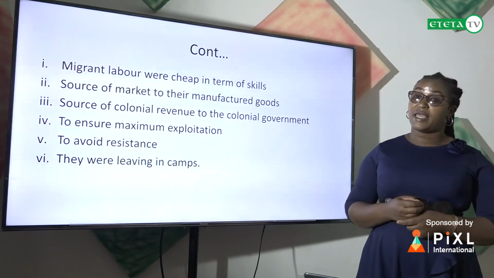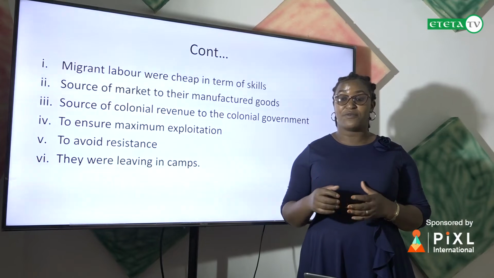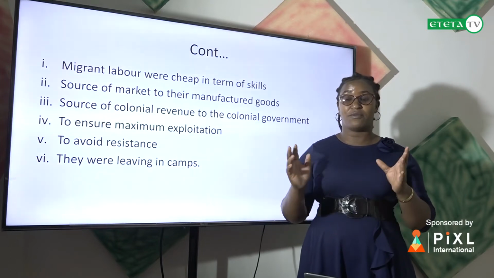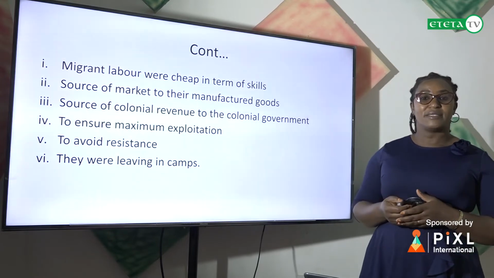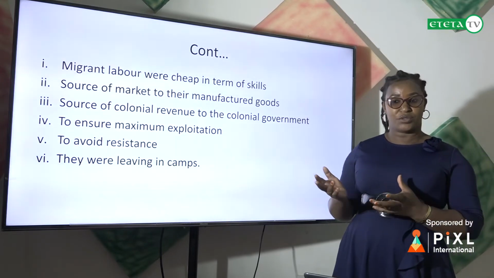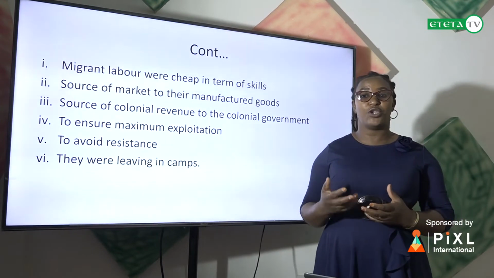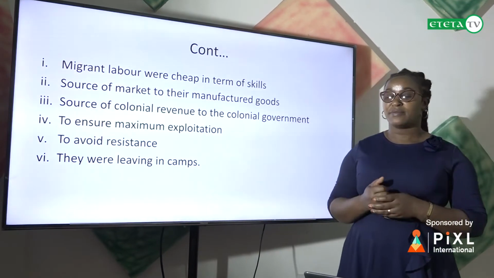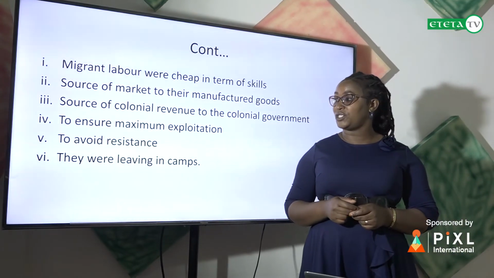As we can see here, even the colonial government was collecting taxes from the people. So migrant laborers, as ordinary persons from other places, had to pay tax to the colonial government wherever they were. Number 4, to ensure maximum exploitation.